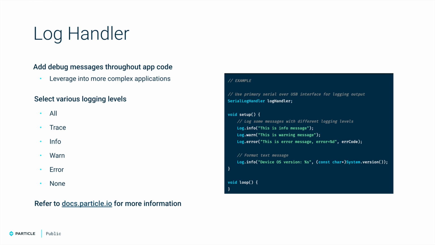This allows users to add messages throughout their code set at various levels. Each message can be set to a certain level, and this allows you to easily turn on and off messages as needed. These levels include all, which is a special value that can be used to enable logging of all messages, trace, which is typically the standard for debugging purposes, info, warn, for warnings and non-critical errors, error, and none, which disables any logged messages. Note that all of these levels are inclusive of the lower levels. For example, setting to info will turn on info, warn, and error messages.